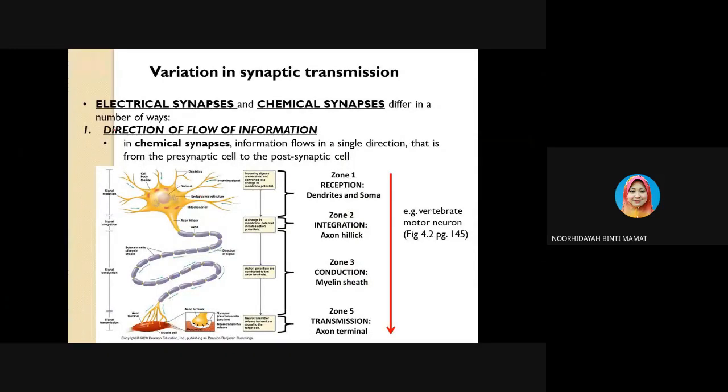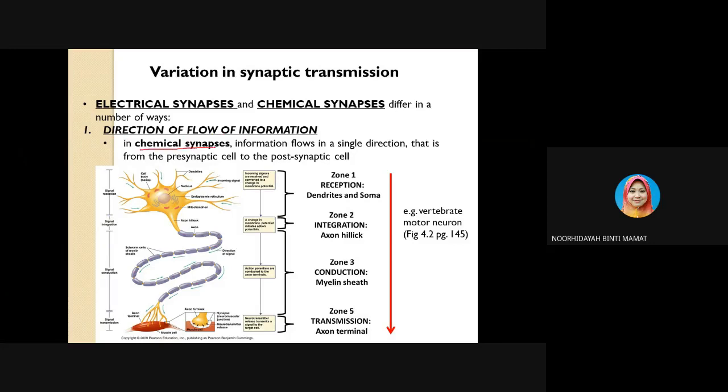So both types of synapse, the electrical and the chemical synapse, differ in a number of ways. The first is the difference in the direction of flow of the information, and the second is the variation in the speed of transmission. So we go to the first differentiation, which is the direction of flow of the information.